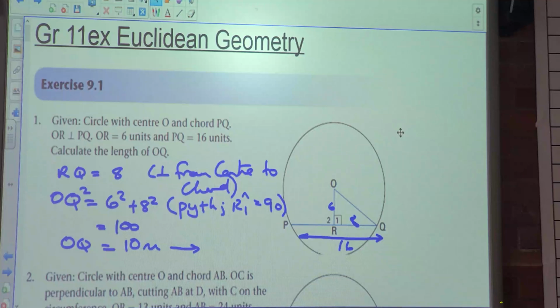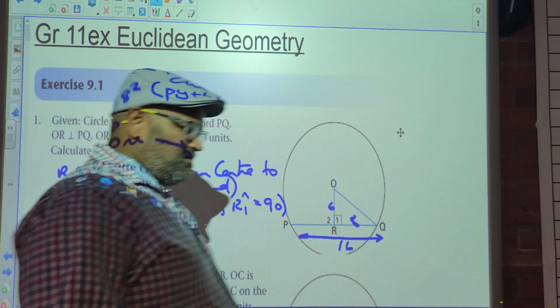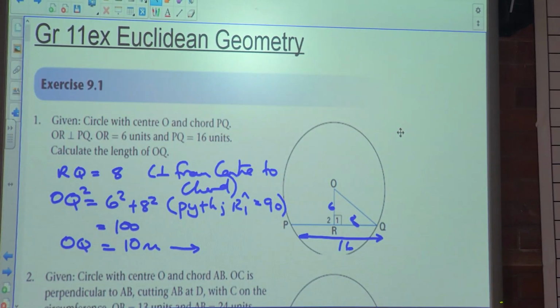Okay, good morning class. So today we're looking at exercise 9.3. You have to do numbers 5 to 8.